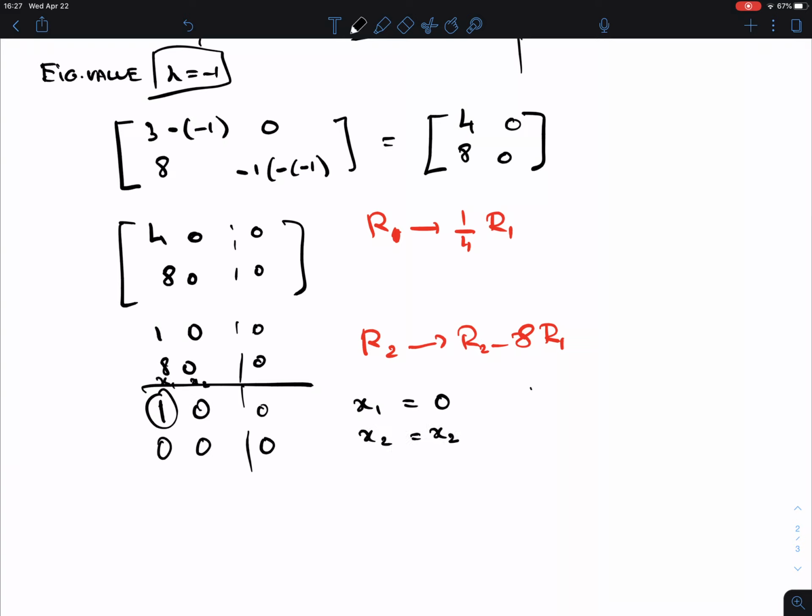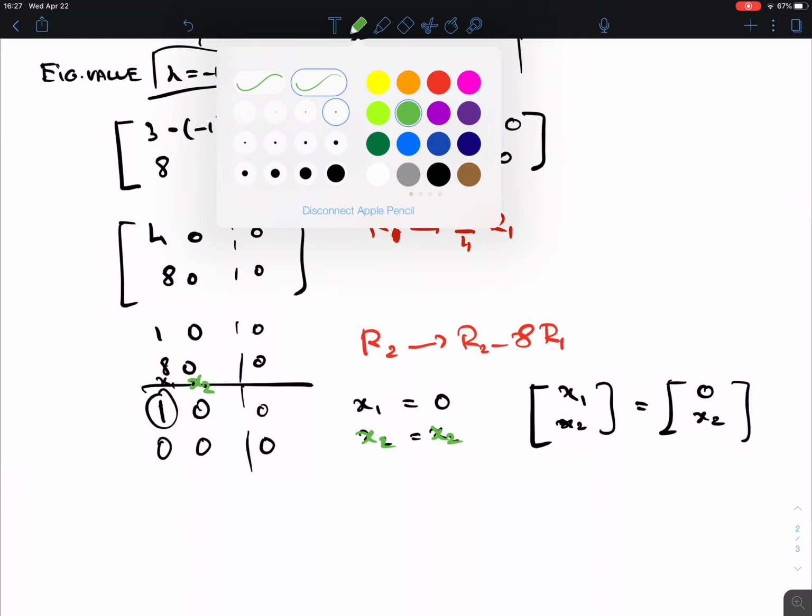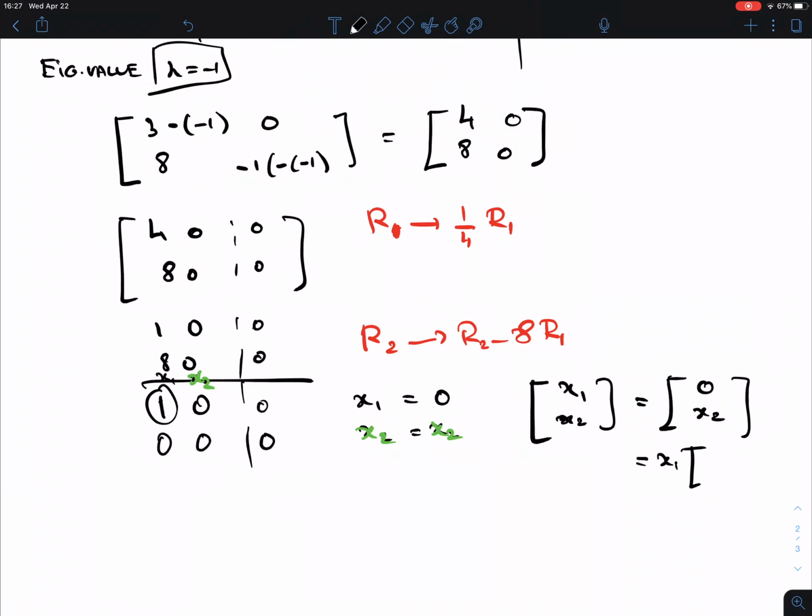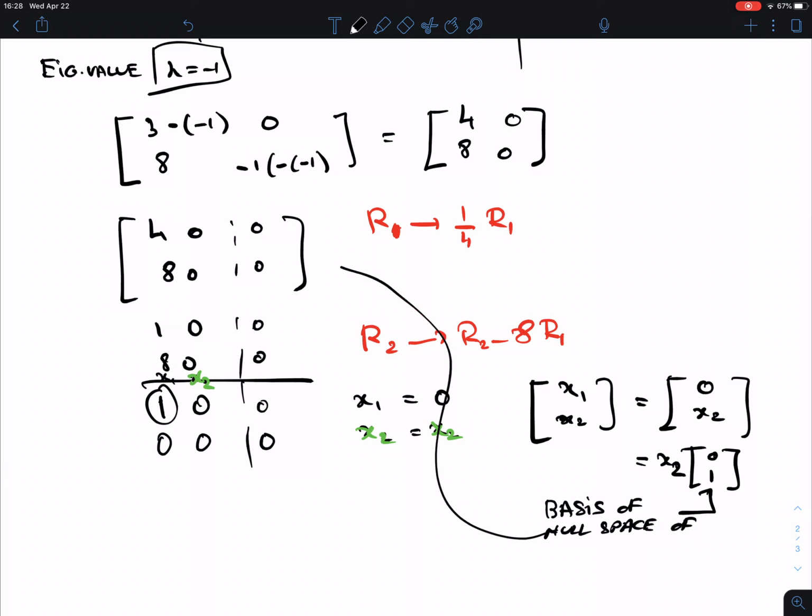Remember the free variables, so perhaps it's better to write it this way: x1, x2, where x1 is 0 and x2 is just itself. We always use the free variables here. So this is my free variable, and all the other variables are in terms of the free variable. So x1 in terms of the free variable is of course 0. That means the basis of the null space of this matrix, we get by factoring out x2. So this is a basis of the null space of this matrix.